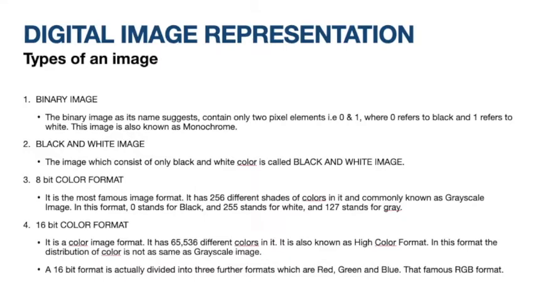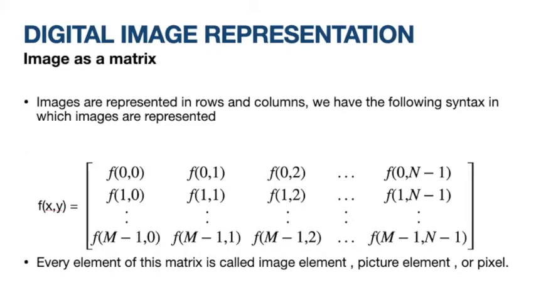And finally, the 16-bit color format. The 16-bit color format is again a color image format. It is known as the high color format, that is it has 65,536 different colors in it, and in this format the distribution of colors is not the same as that of the grayscale image. And the 16-bit color format is further divided into three channels, that is red, green and blue, that is the very famous RGB format. Okay, so these are the different types of images possible.